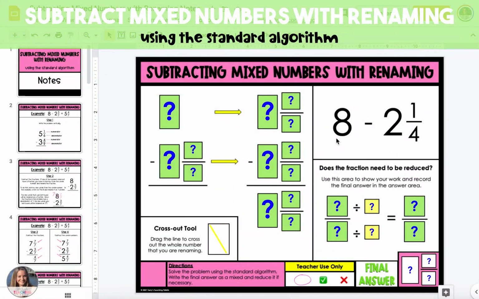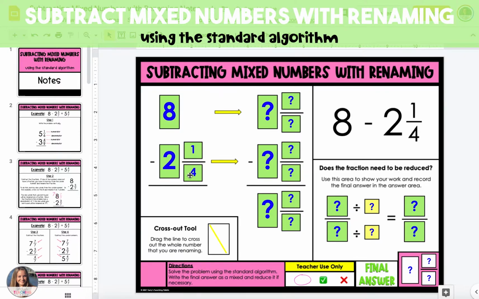In this video, I'm going to show you two different examples of subtracting mixed numbers with renaming. In the first example, we're going to take the whole number 8 and subtract 2 1/4 from it. First, we're going to record the numbers on the left side of the slide. In this example, the number 8 does not have a fraction that we can subtract by 1/4, so we have to rename the 8 wholes so that we can have a fraction.